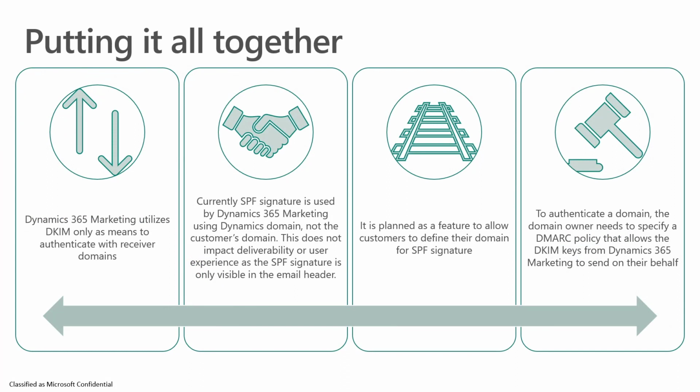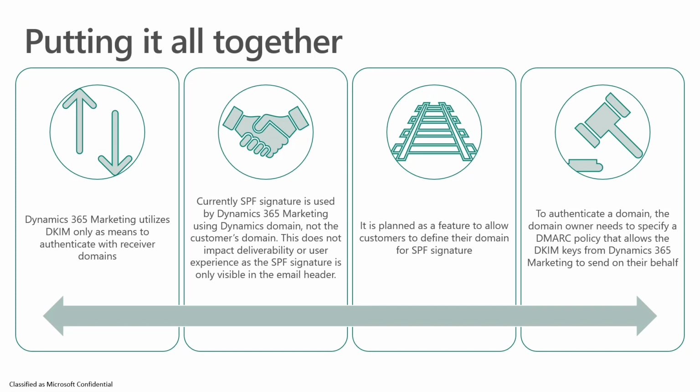So how do we put all of those concepts together? Let's understand that Dynamics Marketing utilizes DKIM only as a means to authenticate with the receiver domains. Currently, the SPF signature, which is specified in Dynamics Marketing, is from the Dynamics domain. It is not for the customer's domain. This does not impact deliverability, as the SPF signature that identifies our servers is only visible in the email header.